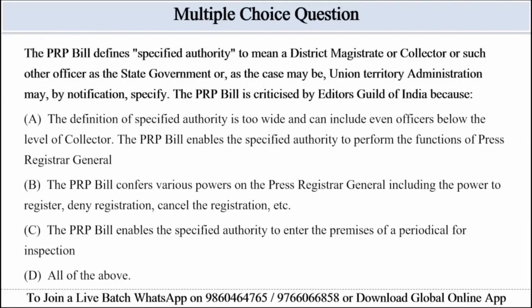In case of option C, the PRP bill enables the specified authority to enter the premises of a periodical for inspection. So the passage labels section 6B as worrisome because it allows the registrar or specified authorities to enter premises and inspect or copy records. Since all three are part of the guild's critique, hence all of the above, option D best captures the full set of objections described. Hence option D will be the correct answer here.